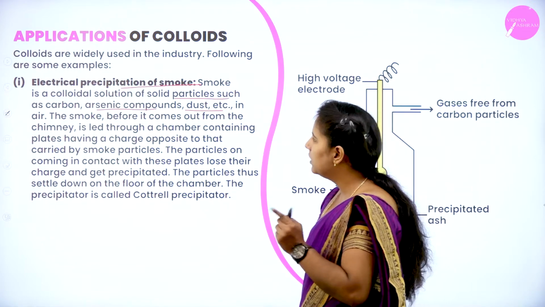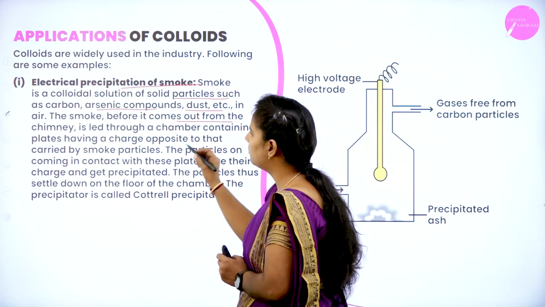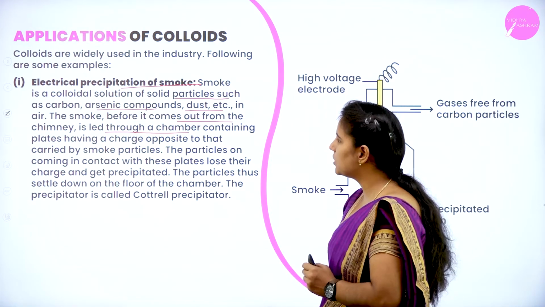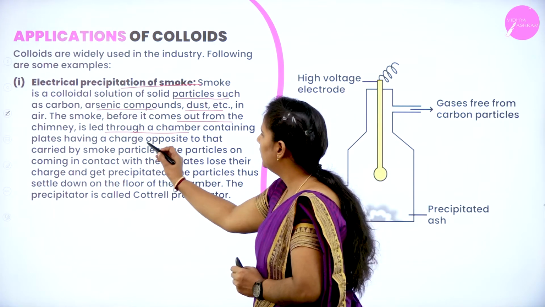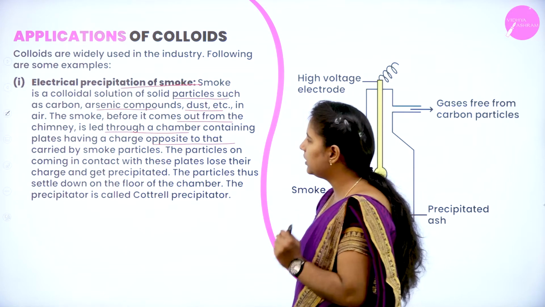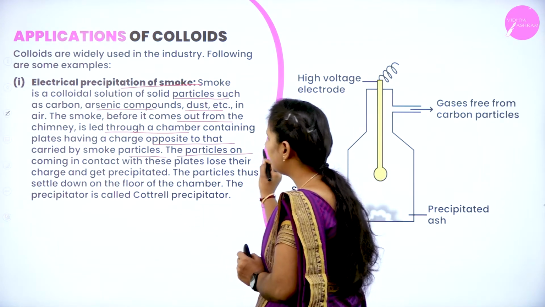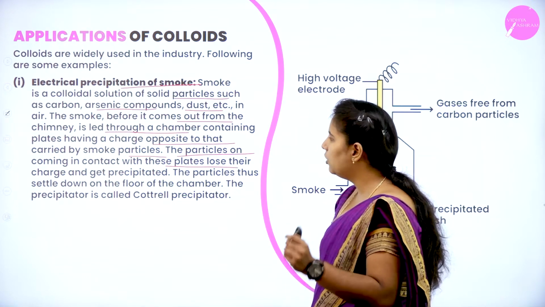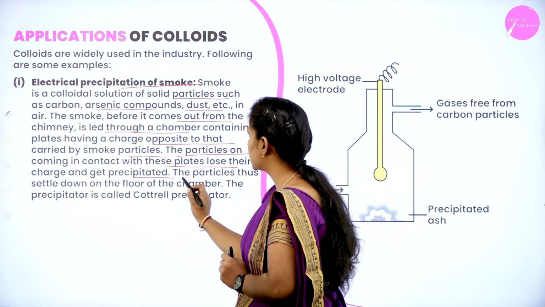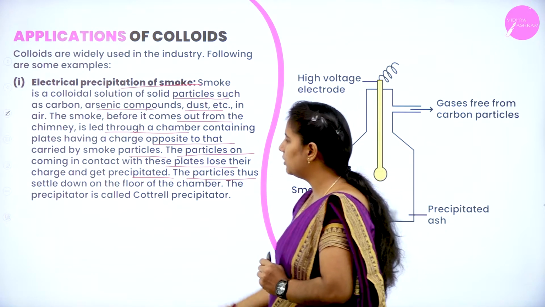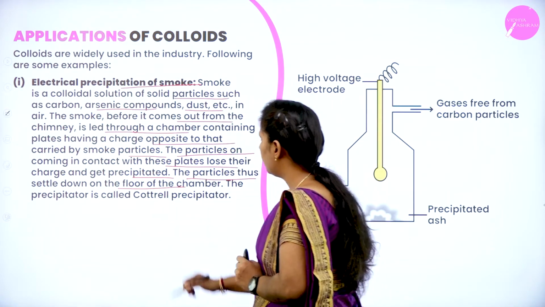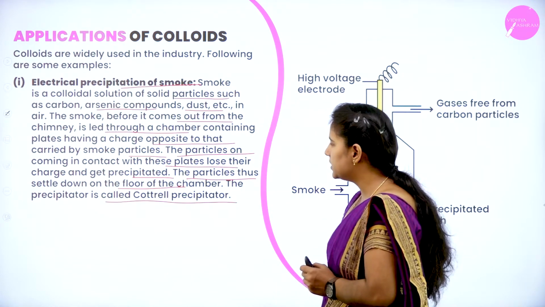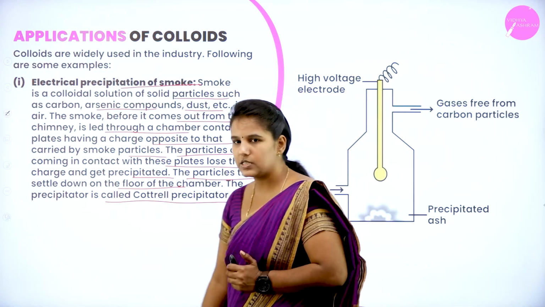The smoke, before it comes out from the chimney, is led through a chamber which consists of plates having a charge opposite to that of the smoke particles. The particles coming into contact with these plates lose their charge and get precipitated, and these particles later settle down at the floor of the chamber. The precipitator used for this is known as the Cottrell precipitator.